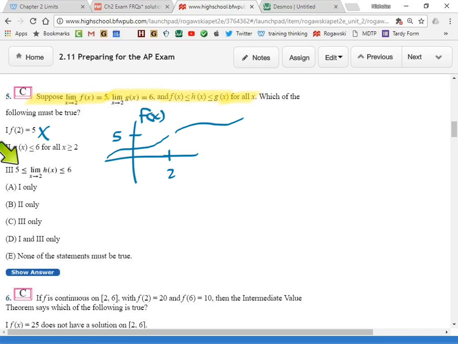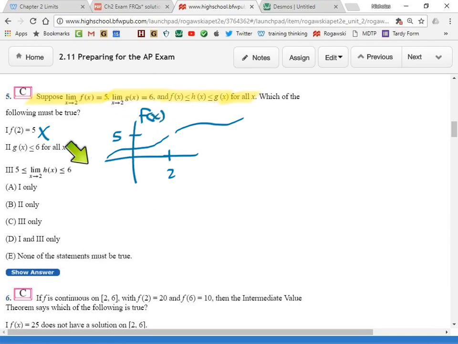Now, this one is the trickiest of all of them, number 3. We would almost say that this one's true, because this actually looks like the squeeze theorem. It's saying that the limit of h, which is always greater than f and always less than g, is between these. We don't know that. We don't know that for sure.